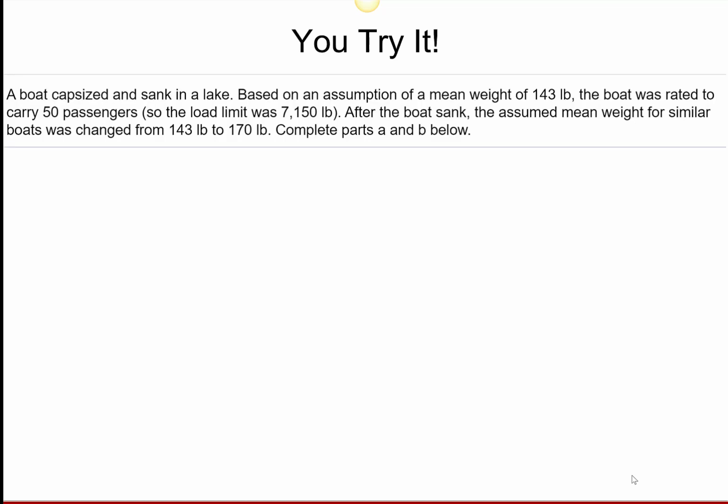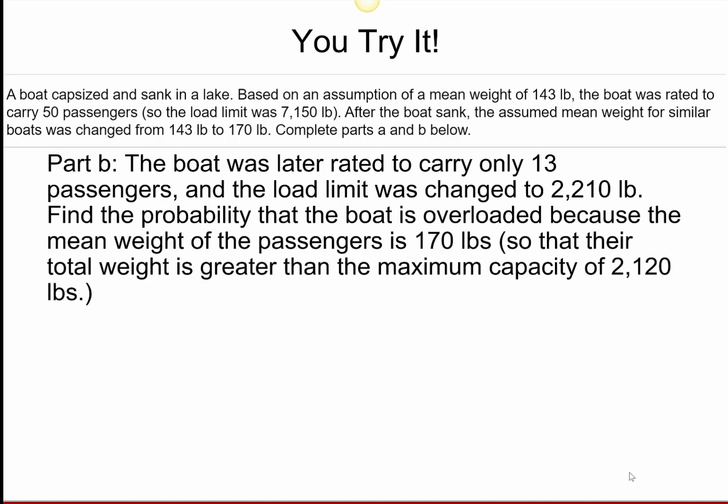Now, the boat was later rated to carry only 13 passengers, and the load limit was changed to 2210. Find the probability the boat is overloaded because the mean weight is now 170.